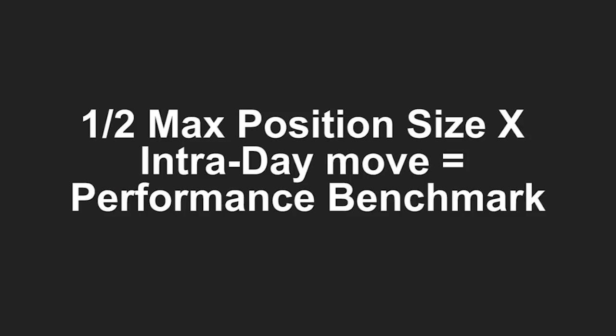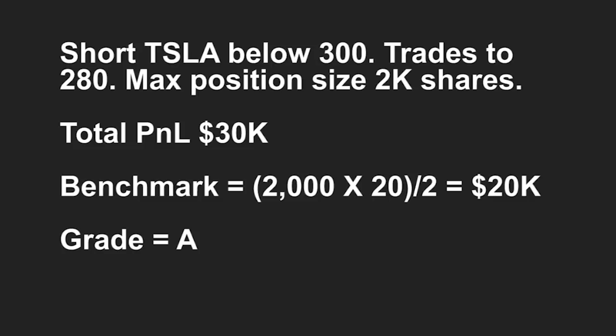Basically what I'm doing is I'm taking 1/2 of the max position size I had on a particular day, and I'm multiplying it times the size of the intraday move that the stock has made. That is going to be my performance benchmark, and I'll give you an example. Here's a hypothetical before we get into the real examples. Let's say you were looking at a short setup in Tesla, TSLA below $300, which is a very significant price for the stock. And let's say that the trade triggers, it's holding below $300, and I'm initiating a short position, and my downside target, my best case for that day, is it goes down to 280.